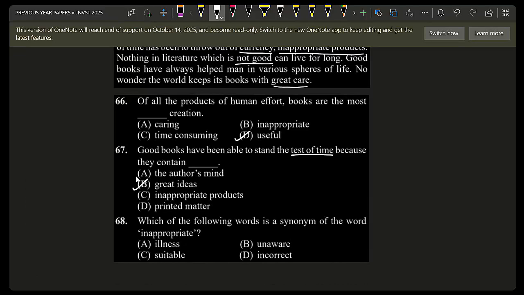Question 68: Which of the following words is a synonym of the word inappropriate? Appropriate means related or correct in that context. Inappropriate means completely thoughtless or meaningless, not at all related. So we say that the synonym is incorrect. The next two questions we will complete, then I'll take the doubts.